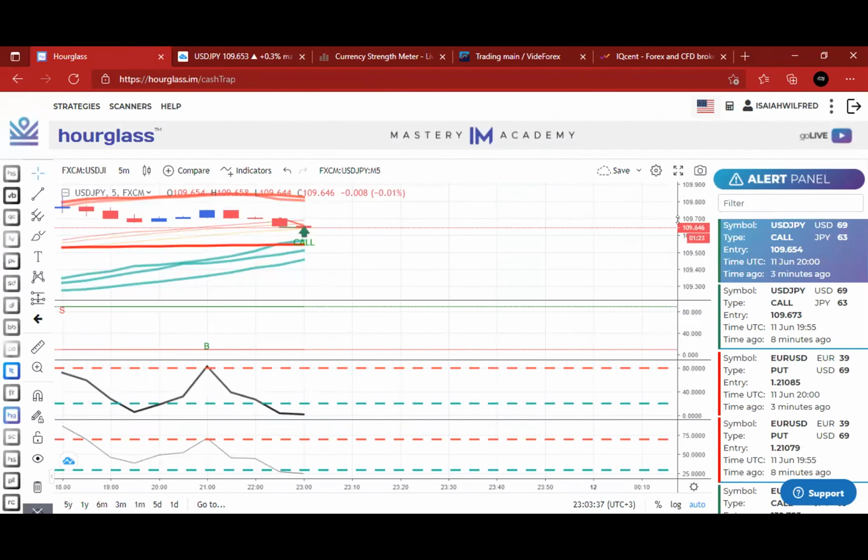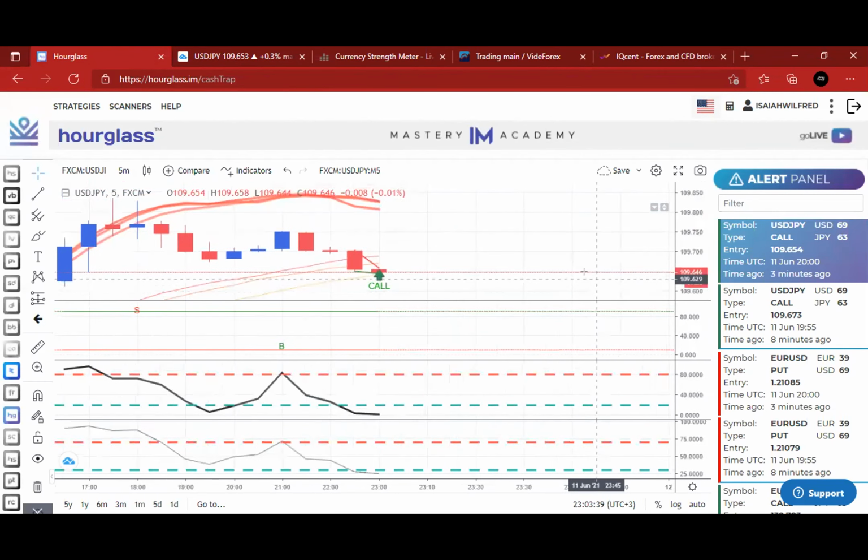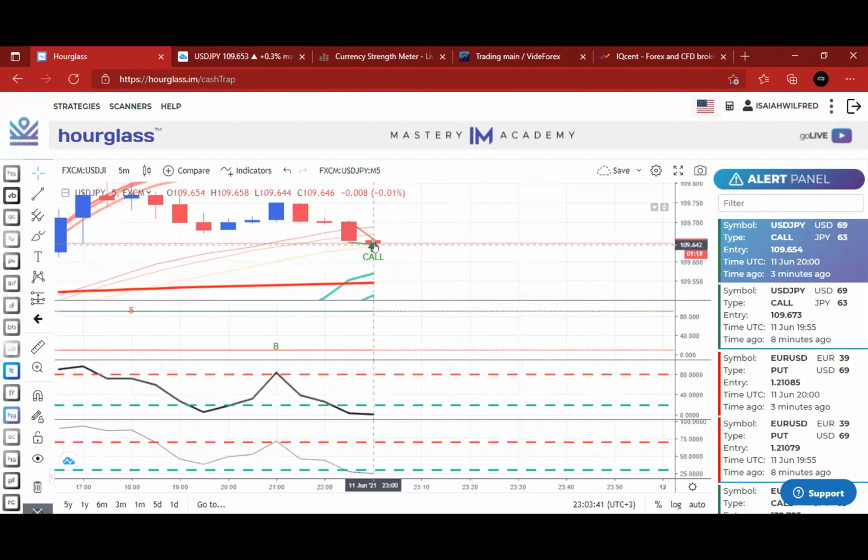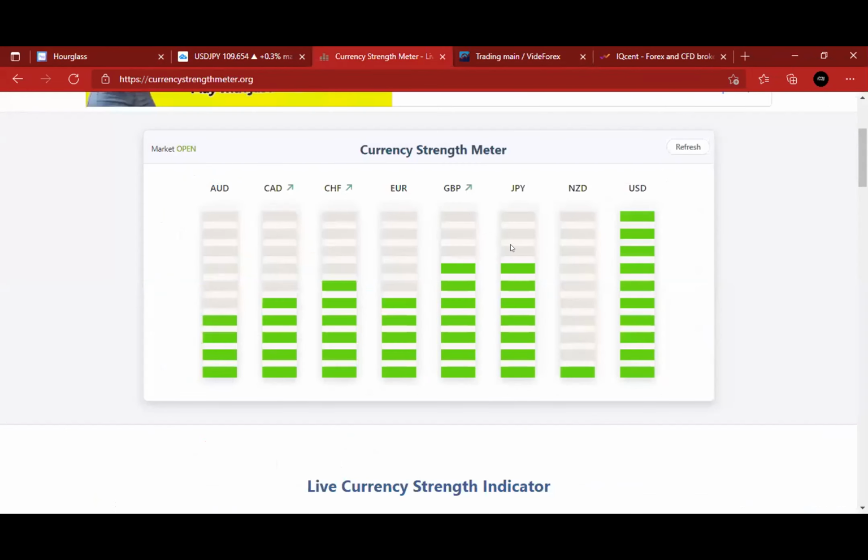We are still expecting to buy this. But like I said, this thing might keep on coming down. You never can tell. It might break here again, because JPY might actually gain another bar. JPY might even get 3 bars and be equal USD. You don't even know which one to actually take.